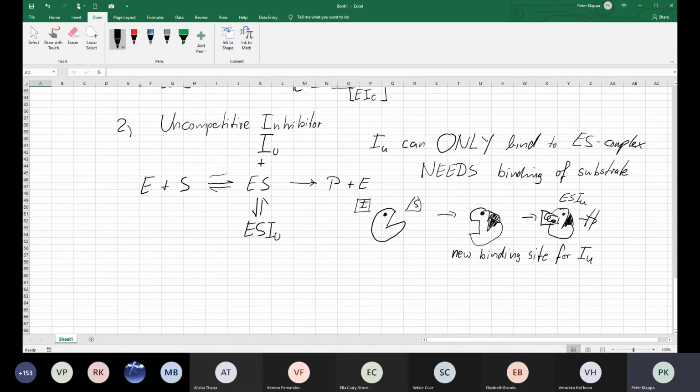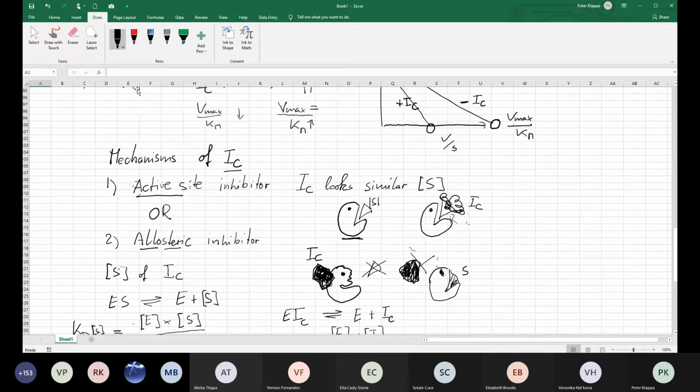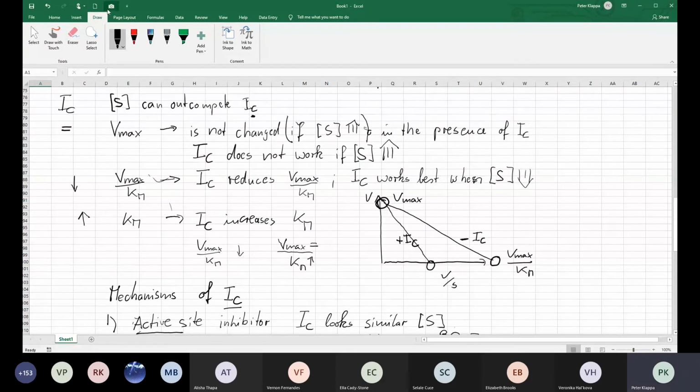The uncompetitive inhibitor can only bind when the substrate has bound. It needs the binding. So when is this uncompetitive inhibitor most effective? We said for the competitive inhibitor, let me go back. A competitive inhibitor does not work if the substrate concentration is very high.